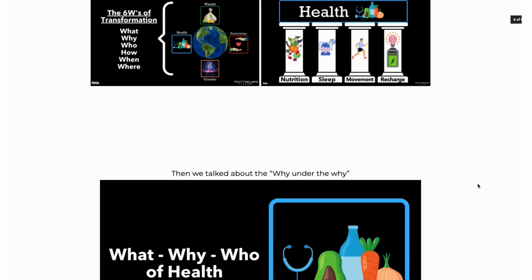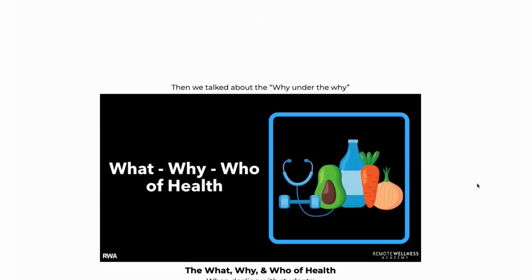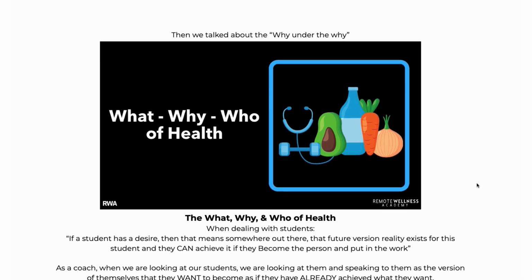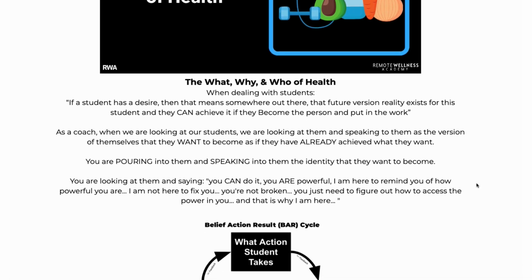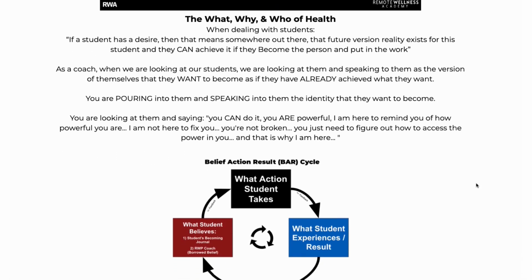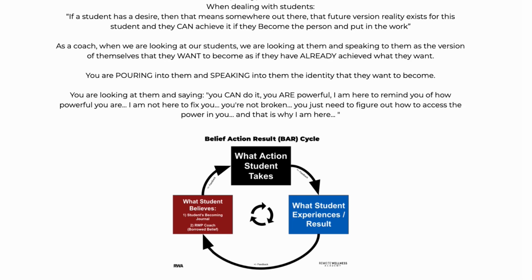From there, we talked about the what, why, and who of health. Specifically, this training dealt with the why underneath the why. We talked about how, when dealing with students, if a student has a desire, then that means somewhere out there, that future version of reality exists for that student, and they can achieve it if they become the person and put in the work. We said that as a coach, when we are looking at our students, we are speaking to them as if they are the version of themselves that they want to become, as if they have already achieved what they want.